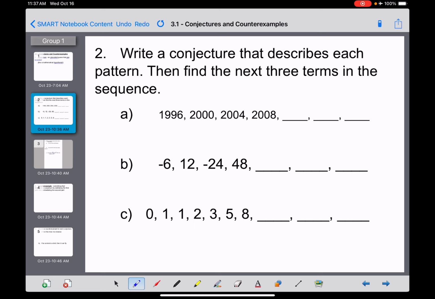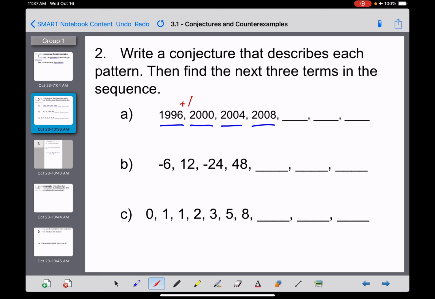As we look at example A, we're looking at some four-digit numbers here: 1996, 2000, 2004, 2008. We're supposed to write the conjecture that describes what is happening. Probably the easiest relationship to see when you're given a sequence of numbers is an addition pattern, and that's what's going on right here, guys.